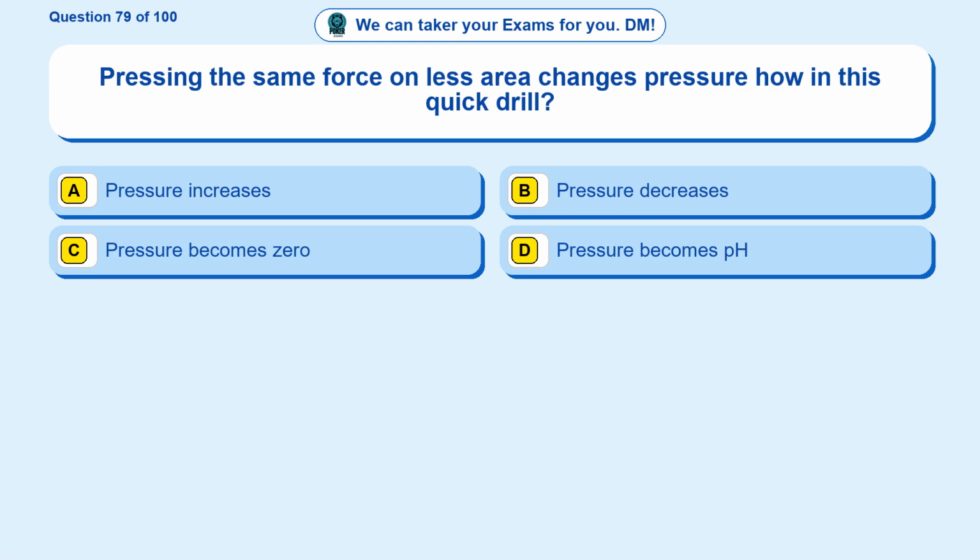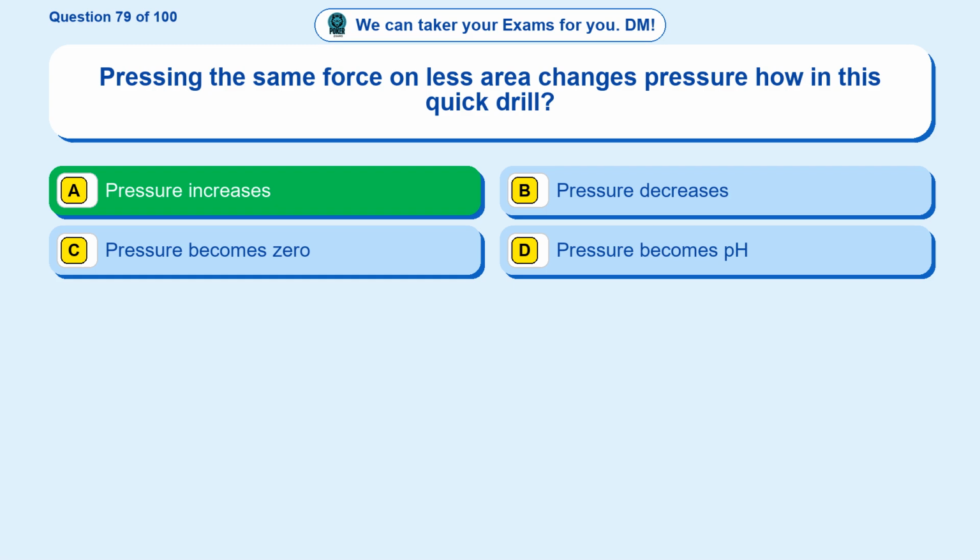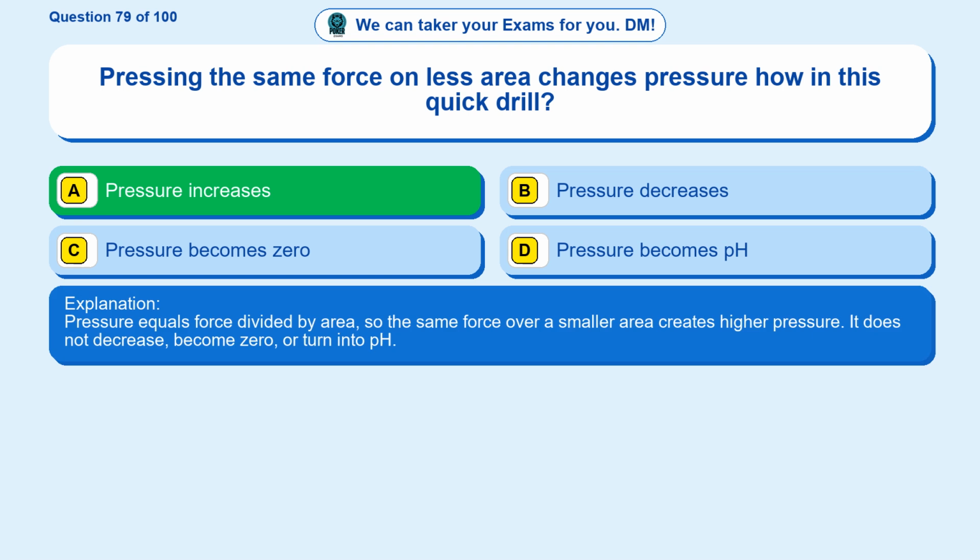Question 79. Pressing the same force on less area changes pressure how in this quick drill? Option A, pressure increases. Option B, pressure decreases. Option C, pressure becomes zero. Option D, pressure becomes pH. The correct answer is option A. Pressure increases. Pressure equals force divided by area, so the same force over a smaller area creates higher pressure. It does not decrease, become zero, or turn into pH.